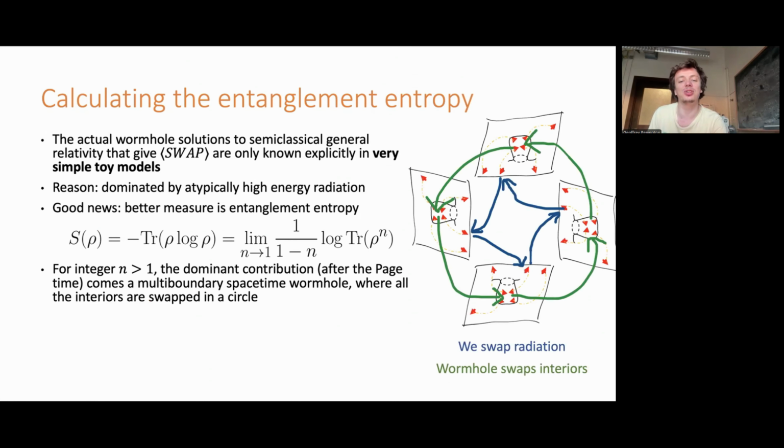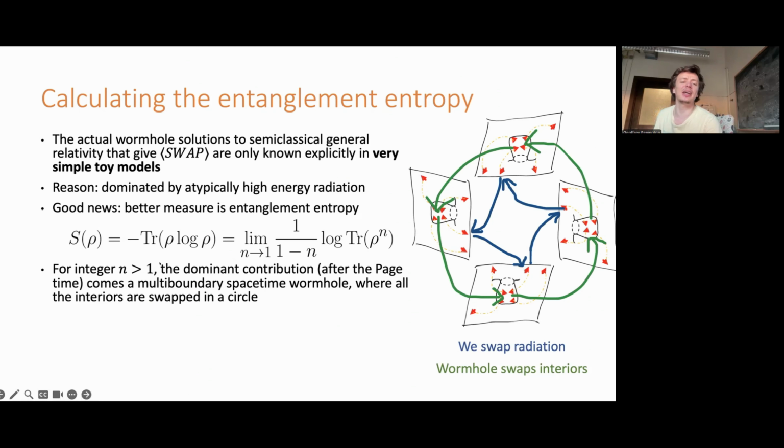And then we can just do the computation of trace rho to the n for integer n. This is something called the replica trick. Get an answer for each integer value of n, and then try to analytically continue that answer to non-integer values and eventually to the limit n goes to 1.